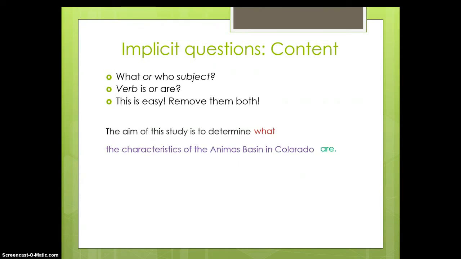The aim of this study is to determine what the characteristics of the Animas Basin in Colorado are. Now, in the indirect question video, you'll recall that we said the aim of this study is to determine what the characteristics are of the Animas Basin in Colorado, and that's one way to make it a little easier to read. But when we're talking about implicit questions, there's an even simpler option. Just take away the what and take away the are. The aim of this study is to determine the characteristics of the Animas Basin in Colorado.